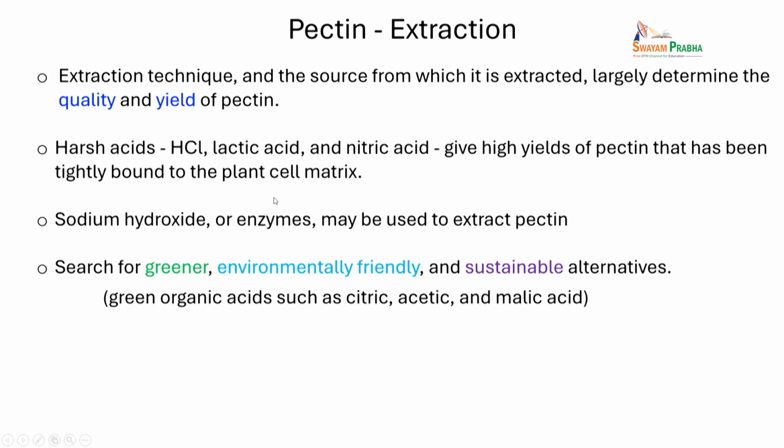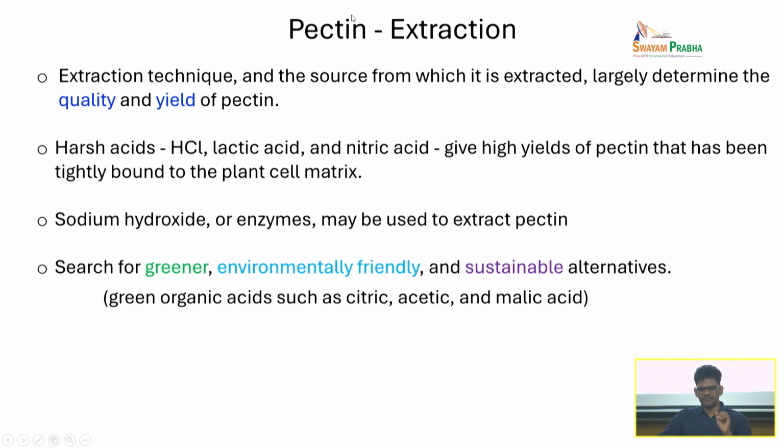Alright, so having understood that it is a very complex block polymer, majorly containing linear homogalacturonan, and then having about 20 to 35% of rhamnogalacturonan, maybe in addition xylogalacturonan and so on. You have different degrees of methylation, and hence the properties can be changed.